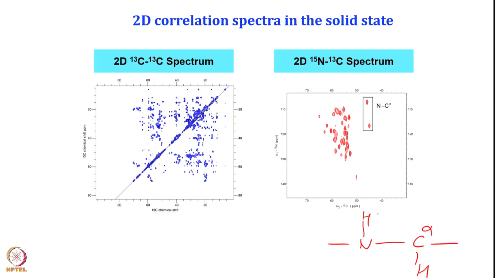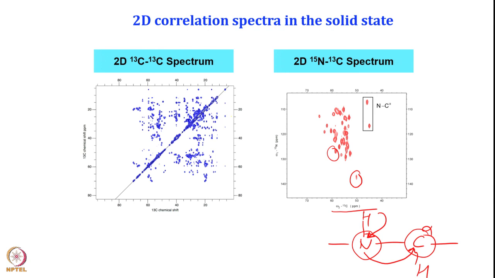Here we have started with a proton, transferred to nitrogen, and then using the CP condition again we are transferring to carbon. We are detecting on carbon while decoupling protons. The indirect dimension is nitrogen evolution, and the direct dimension is carbon. So, that is what we have here, the carbon and nitrogen correlation. Now, if you are doing NC alpha, each of these peaks gives an idea about one amino acid. Each amino acid will have one NC alpha correlation. So, this is exactly like the HSQC spectrum that we have seen in the liquid state.